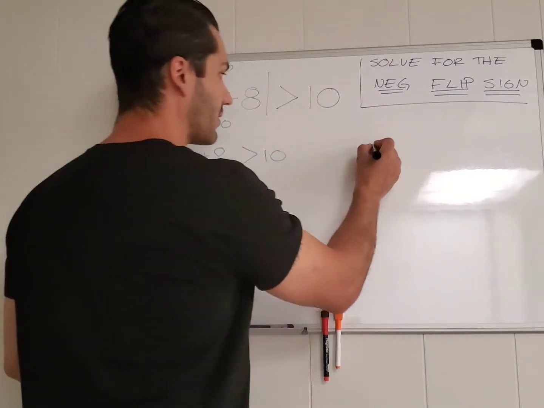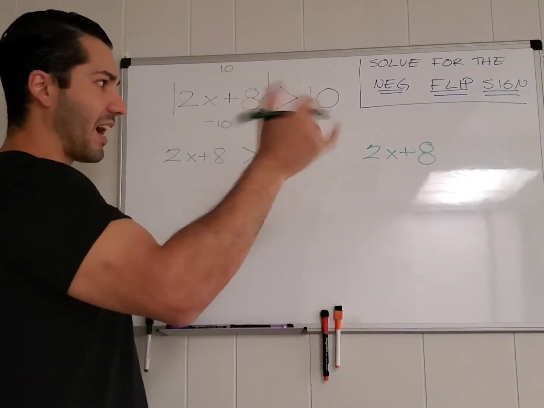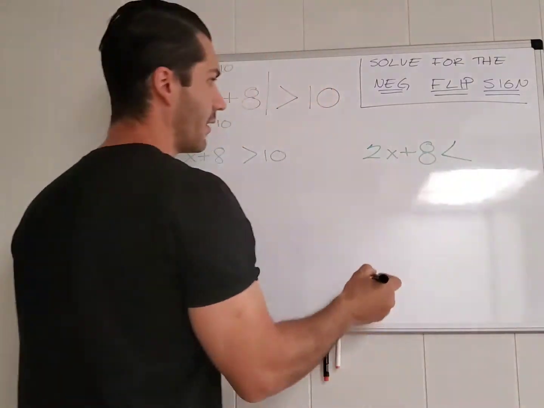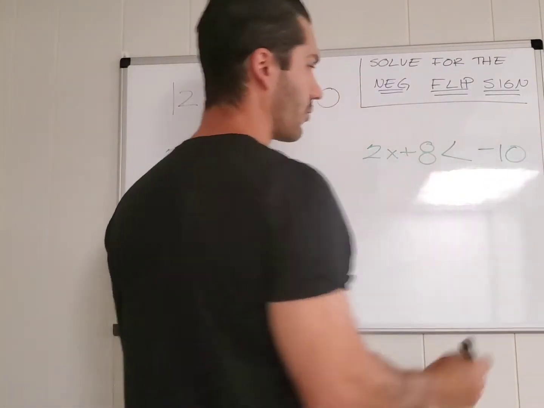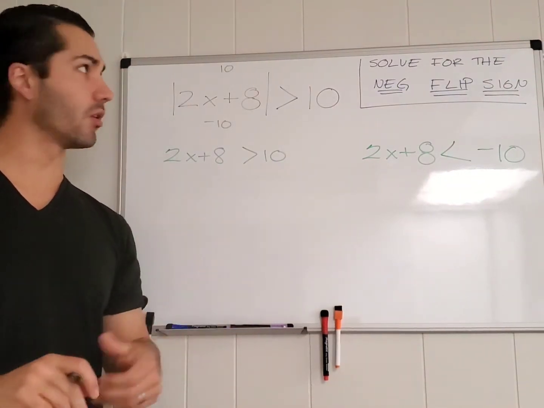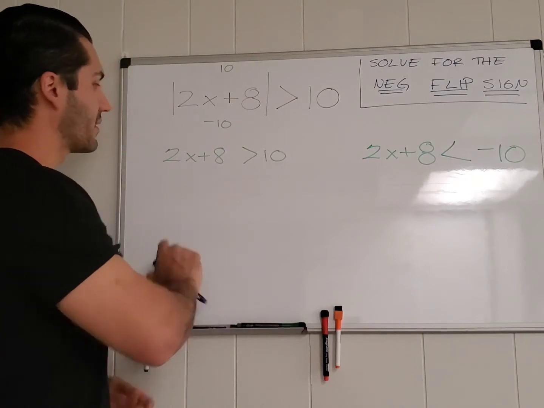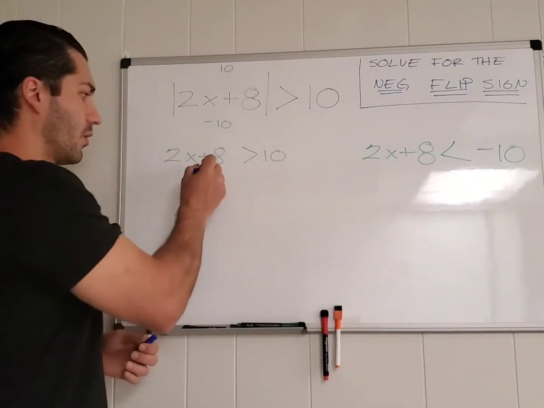So it's still going to be 2x plus 8. It's just now that I'm solving for the negative, the sign gets flipped, and it's for negative 10. Okay? When you solve for the negative, you flip the sign. That's the big rule for this section. Once you're here, we're just going to go about our business and solve these both.